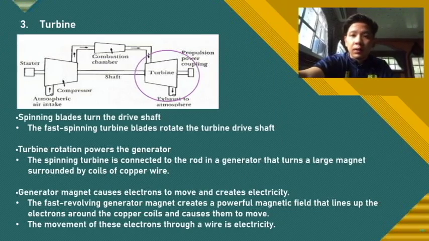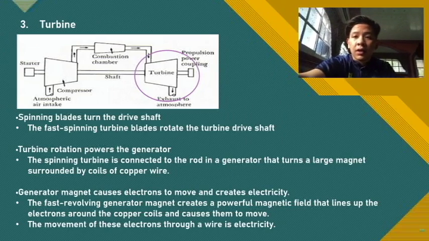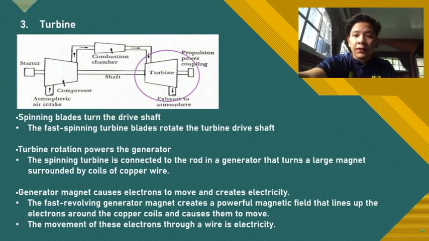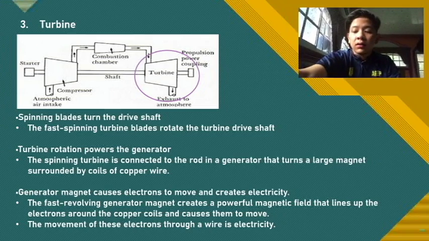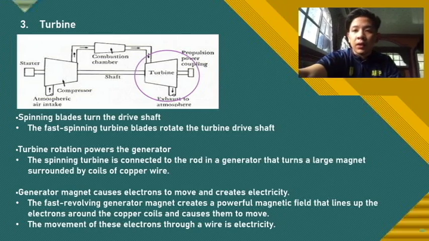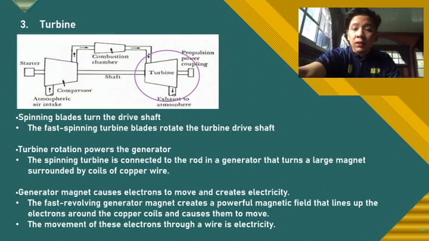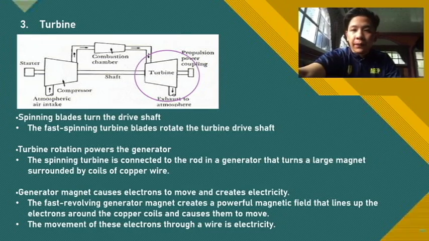The last part is the turbine, the last part of the process. Spinning blades turn the drive shaft. These fast spinning turbine blades rotate the turbine drive shaft. Turbine rotation powers the generator. The spinning turbine is connected to the rod in a generator that turns a large magnet surrounded by coils of copper wire. Number 3 is the generator: the magnet causes electrons to move and create electricity.